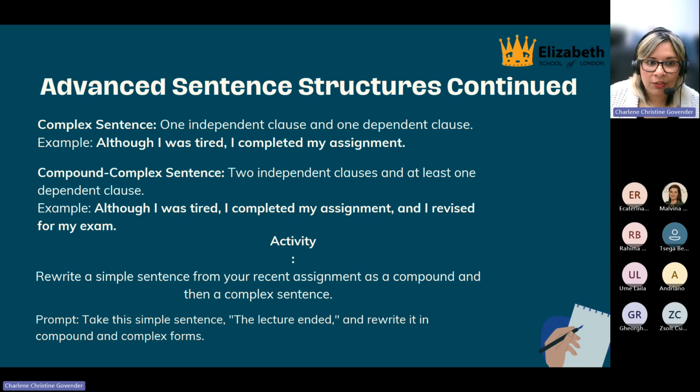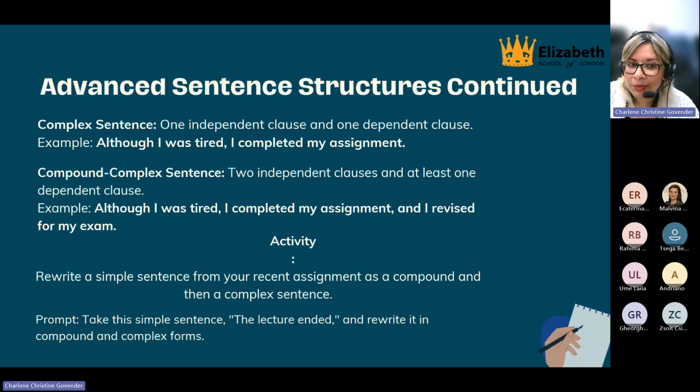So going over into a complex sentence. Now, this is slightly different because it has one independent clause and one dependent clause. One part of the sentence is your independent clause that makes sense by itself, and the dependent clause does not make any sense by itself when separated. So, although I was tired, I completed my assignment. Your dependent clause is although I was tired, comma, and then your independent clause is I completed my assignment.